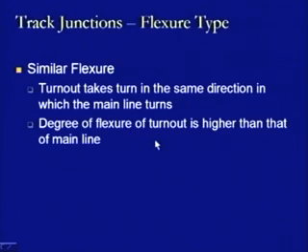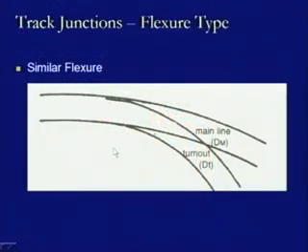The degree of flexure of the turnout is higher than that of the main line, and only in that condition will it go away from the main line, otherwise it cannot go away from the main line. Just look at this diagram.